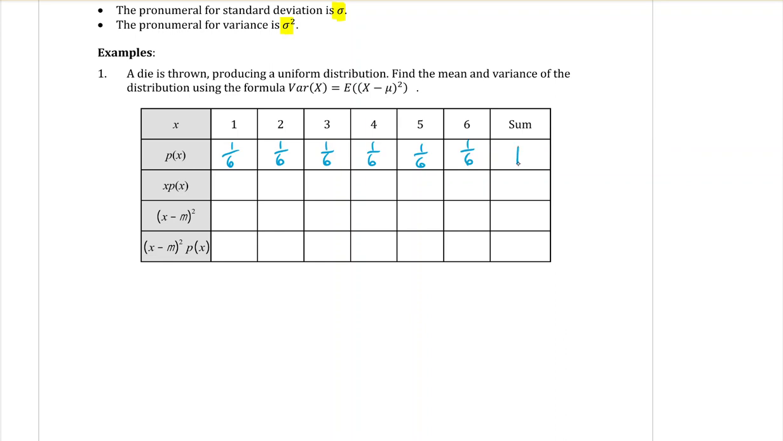Good. The second row is x p of x. This is what we did yesterday. You're timesing the x times the probability. So 1 times 1/6 makes 1/6. Then the next one, 2 times 1/6 is 2/6. 3 times 1/6, 4, and 5. It makes it very easy, just changing the numerator each time. Okay, I haven't even bothered to simplify my fractions there.